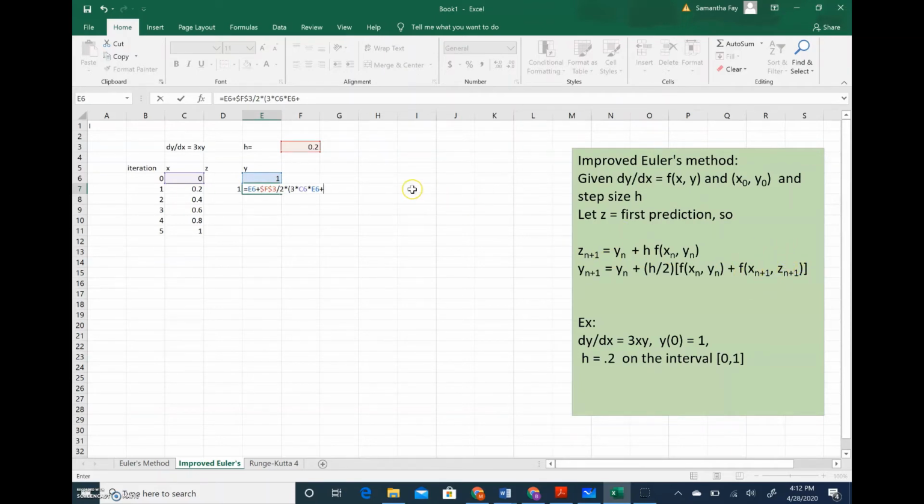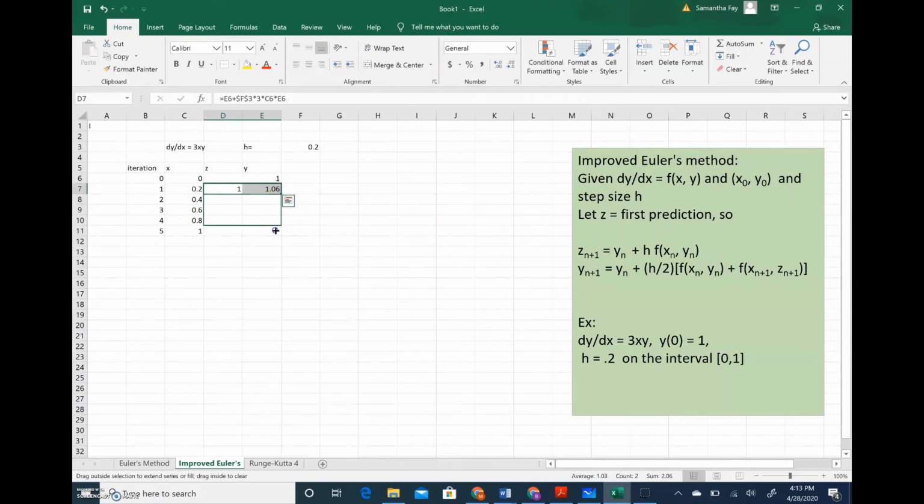So again, my slope is 3 times, now this time we're going to use this x value times my z value, and then close out my parenthesis. Okay, so now I can grab both of these at once and pull them all the way down. And so this one says that when x is 1, y is 4.3.